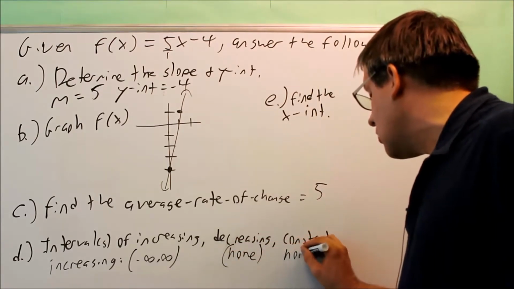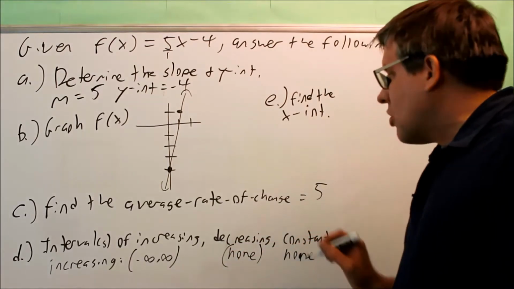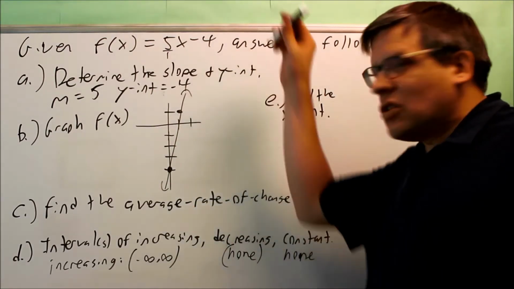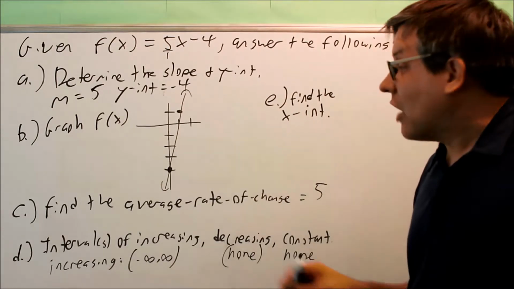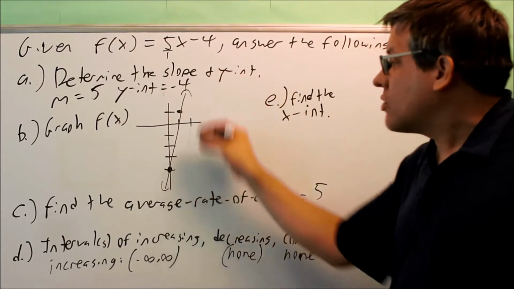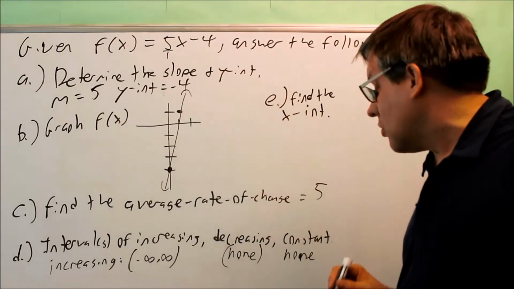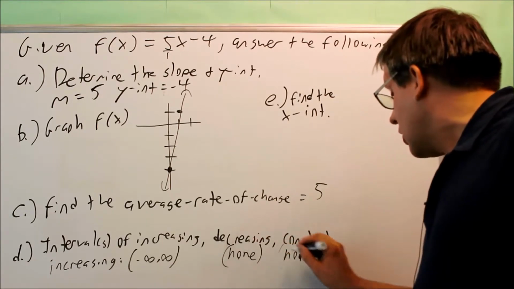And constant, there's going to be none. Constant doesn't mean constantly going up. Constant means that you actually have a horizontal line somewhere on your graph, and we don't have that in this case. It's always going up as you move from left to right, so there's no intervals for each of these.